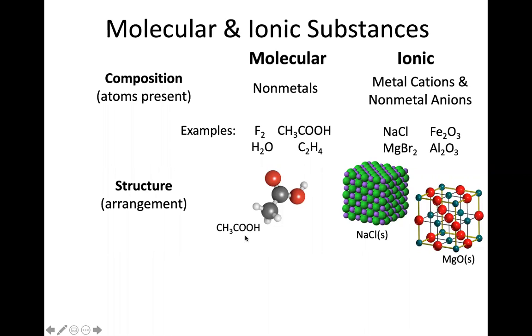So here I show a description for acetic acid, which is a molecule. And here I show sodium chloride and magnesium oxide, and these are ionic examples. Let's make sense of the ionic ones first. When I'm looking at an ionic one, I don't have any small discrete molecule. And by discrete, I mean individual, separate from the others. When I am looking at an ionic compound, it just keeps going and going and going in three dimensions.